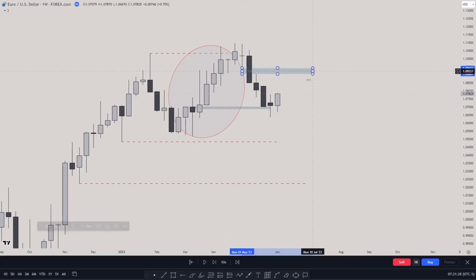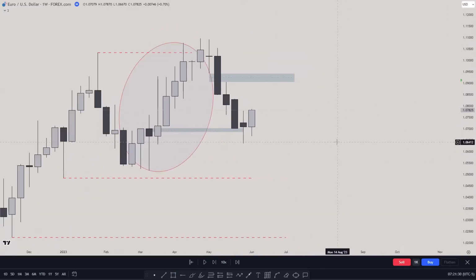There's always a potential. So my draw on liquidity, and in other words, my bias from here, reacting from the daily fair value gap inside of the weekly range, my bias is only going to be longs or bullish until price hits this fair value gap. I'm going to be evaluating the reaction of this level right here to where?